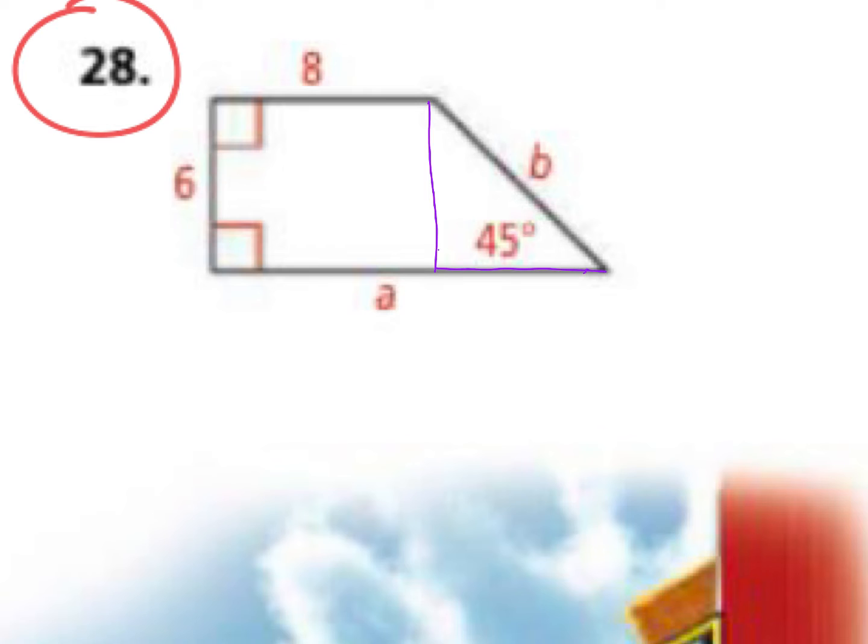If you draw that line in, here's your 45, 45, 90. What's the length of the leg in the 45, 45, 90? 6. So if this is 6, then this is 6, then this is 6 rad 2.